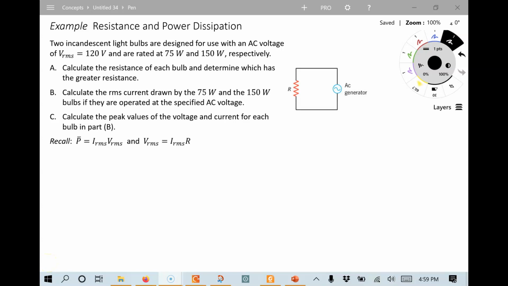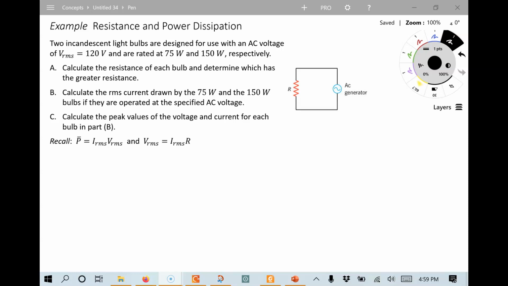Hi, this is an example problem from Chapter 20. This is on AC circuits, resistance and power dissipation. Pause for a moment and read the question. Okay, so we can see a picture of what such a circuit would look like here.